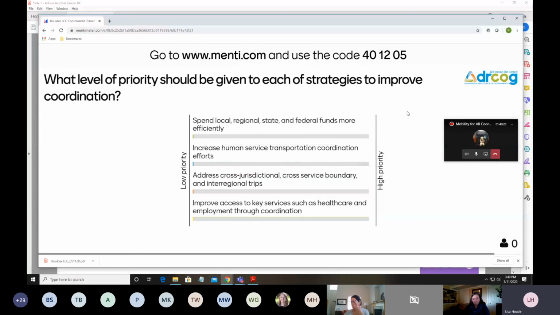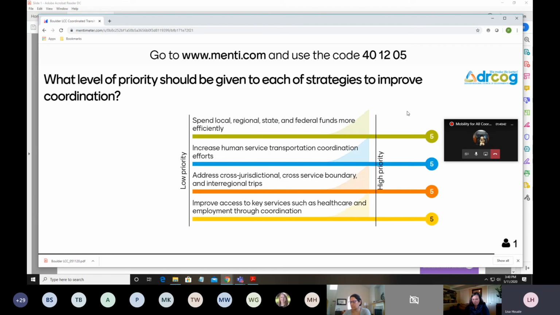Just the next group of these, same question. What level of priority should be given to each of these strategies to improve coordination? There's spend funds more efficiently, increase human service transportation coordination efforts, address cross-jurisdictional, cross-service boundary, interregional trips, and improving access to key services such as healthcare and employment through coordination.